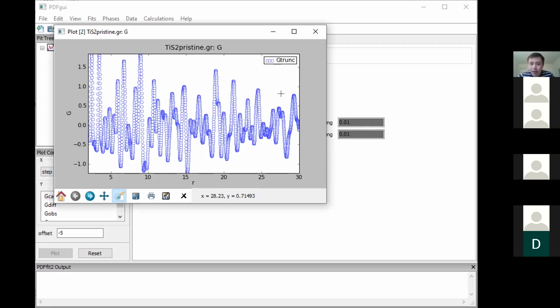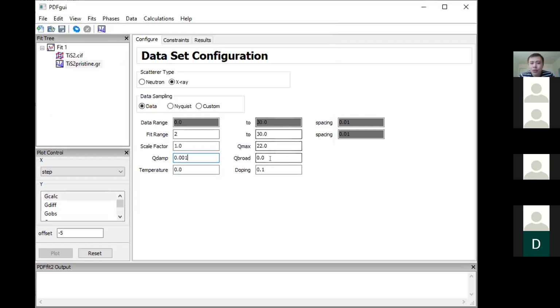And in fact, most of the time, different beamlines would have different instrument parameters that relate to how the beamline is set up. So typically you would have different parameters. And that's also true for this Q broad.